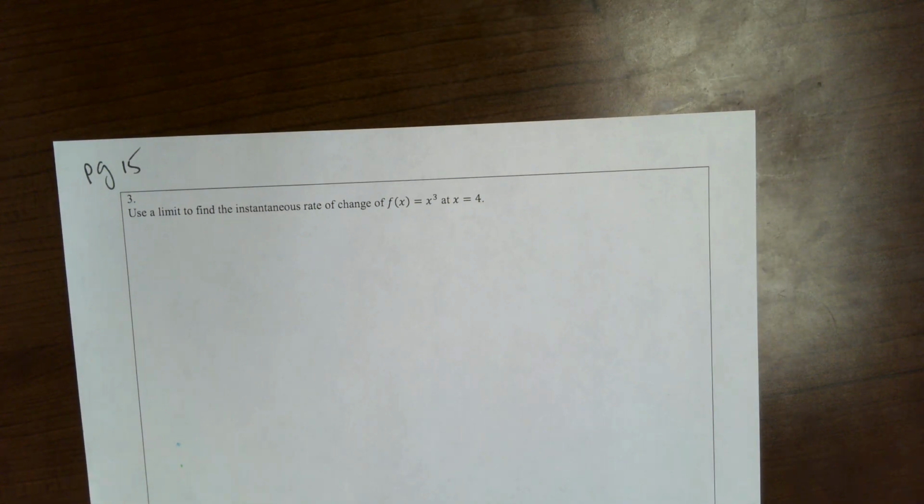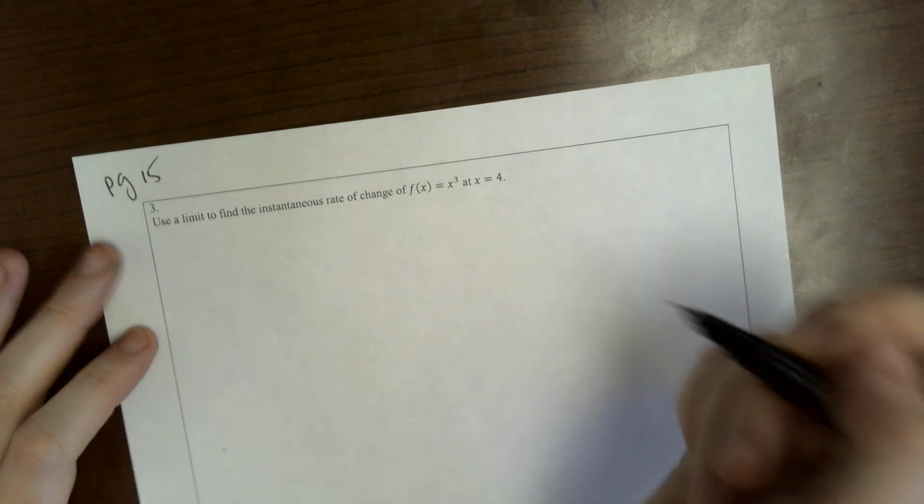So let's do one example here. Use a limit to find the instantaneous rate of change of f of x, which is equal to x to the third, at x equals 4. Okay, so guys, I just want to contrast a couple things.